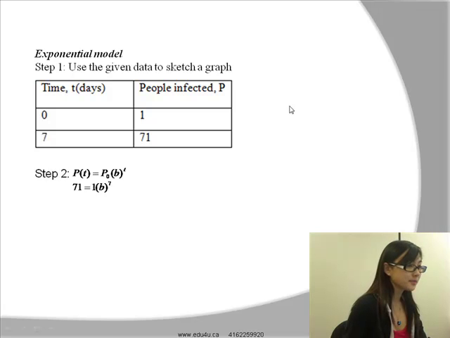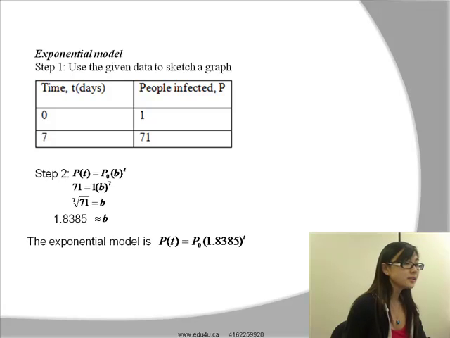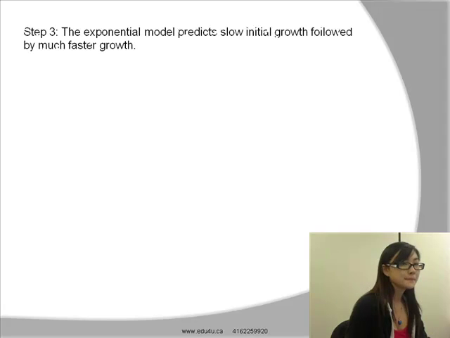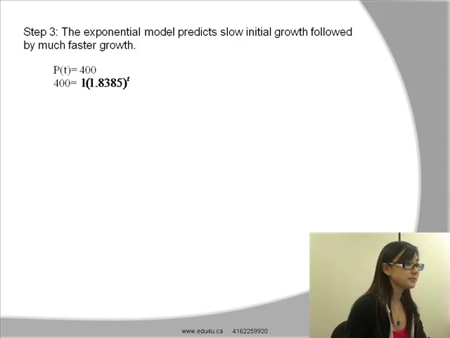So we know the initial number of people infected is 1, that's from the givens. At day 7, 71 people in total got infected. And we solve for b. b equals 1.8385, and that would be the constant for this question. And the exponential model equation is P(t) equals P0 times 1.8385 to the power of t. The exponential model predicts slow initial growth followed by much faster growth.